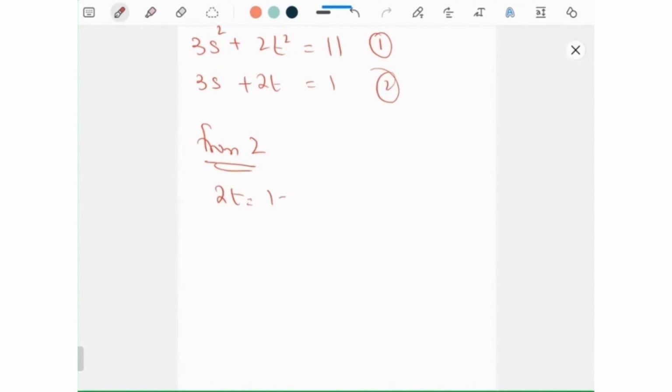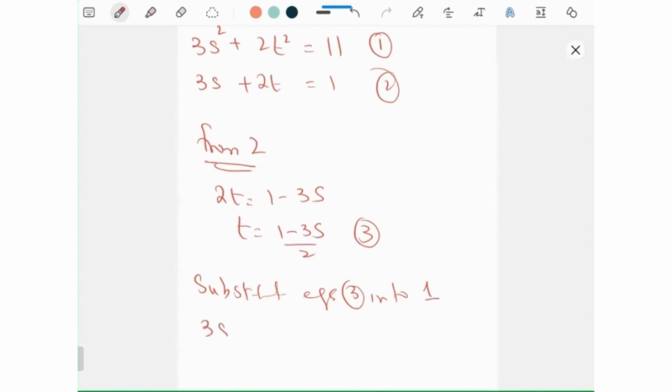2t is 1 minus 3s. t is 1 minus 3s upon 2 is the third equation. Since I have made the third equation from the second equation, I will substitute equation 3 into 1. I need your attention. 3s square plus 2, 1 minus 3s upon 2 square is 11.